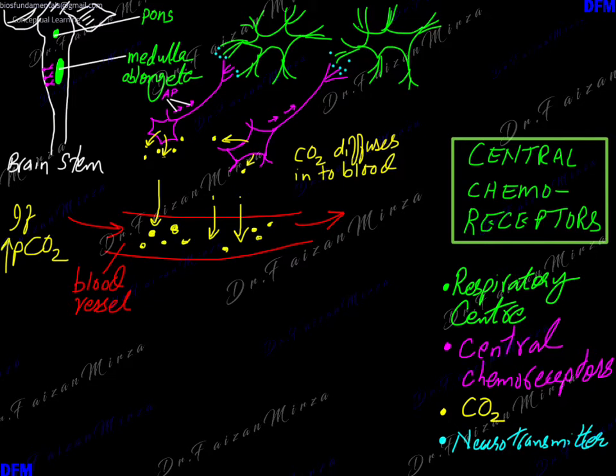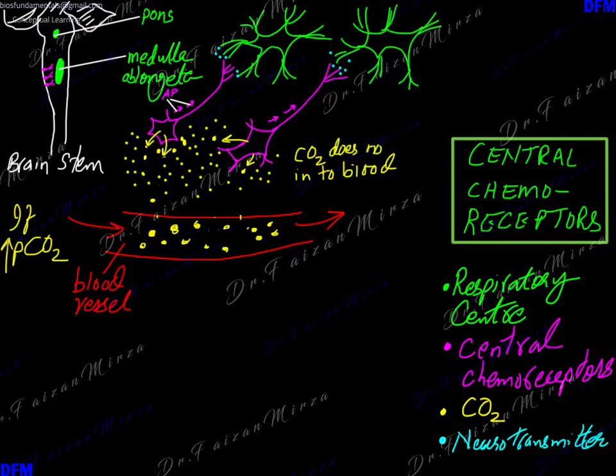But if the PCO2 increases, it means that your blood already has a high carbon dioxide concentration. Now when this blood comes with high carbon dioxide concentration, the carbon dioxide being produced by these cells comes into the tissue fluid here, but it cannot diffuse very well into the blood because the blood itself has high carbon dioxide. So the diffusion gradient is not steep now. As a result, the carbon dioxide accumulates around these cells which are your central chemoreceptors. This is the interstitial fluid or tissue fluid.